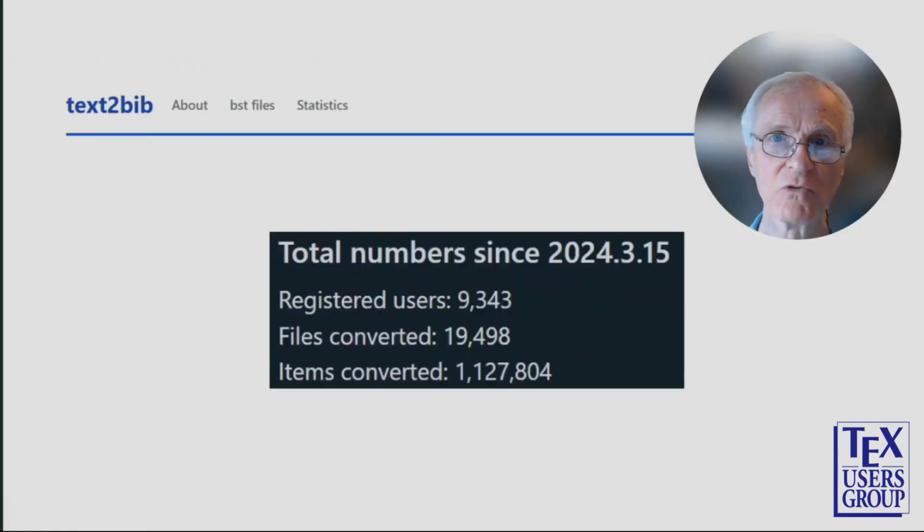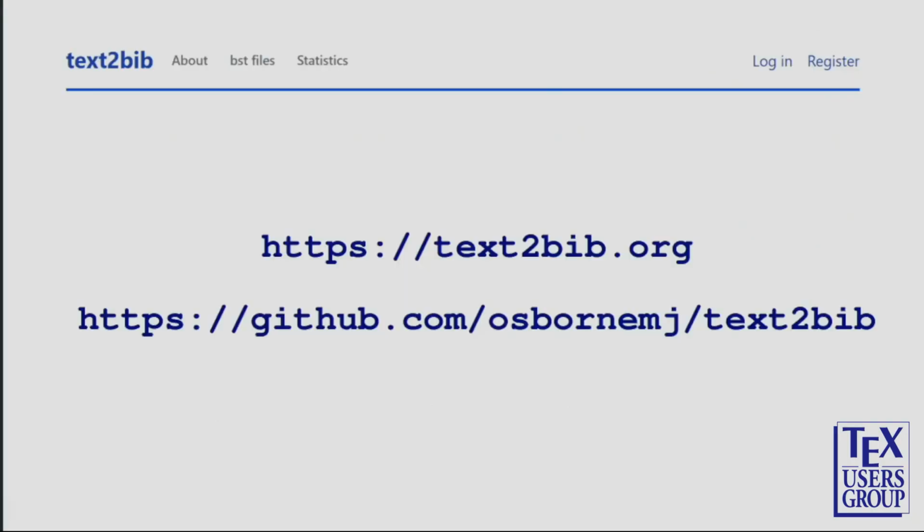Text2bib has converted over 1 million references since I relaunched it in March 2024, and it continues to be used to convert around 2,000 items each day. I ask every new user who registers how they found the site, and on average 2 per day say that ChatGPT or another AI system referred them to it. But I'm sure that the future lies with an AI system itself doing the conversions.